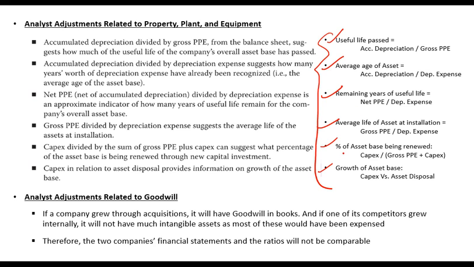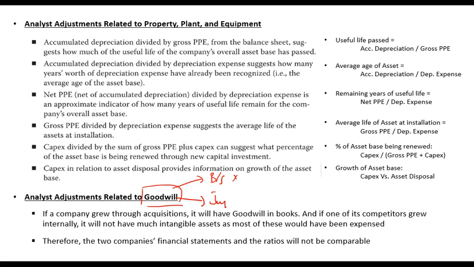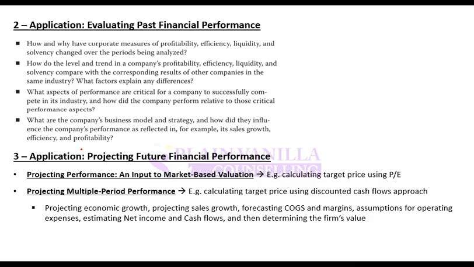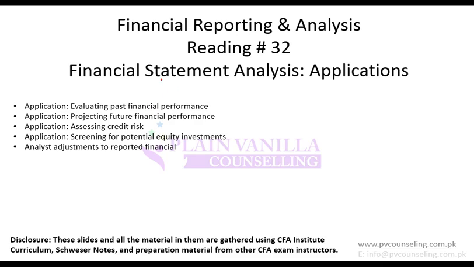So remember these formulas. Apart from PP&E, analysts may want to adjust for goodwill. When analysts adjust for goodwill, generally they remove goodwill from the financial statements. And how do they remove it? They remove goodwill from the balance sheet and they remove its impairment from the P&L. That's how they remove the goodwill, and then they compare the financial statements. So these all are the applications of financial statement analysis.